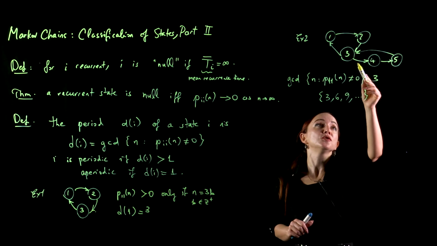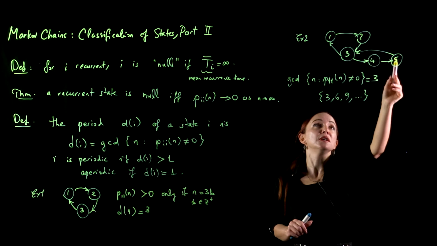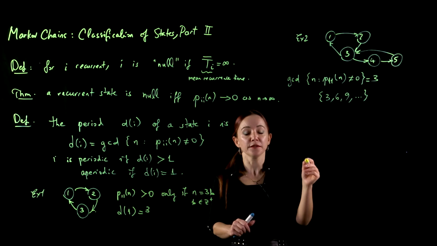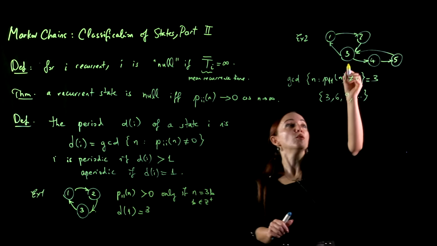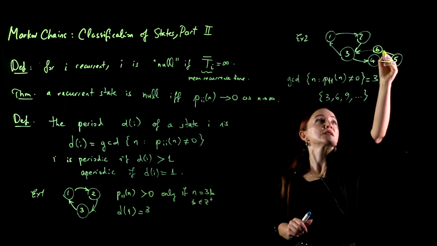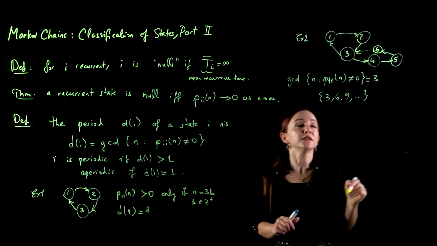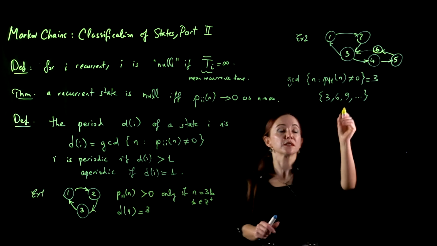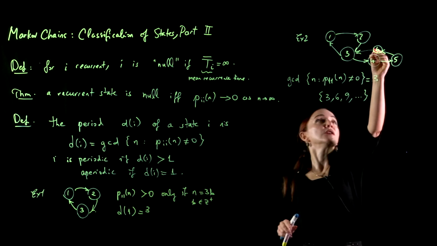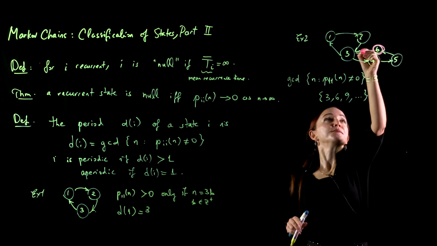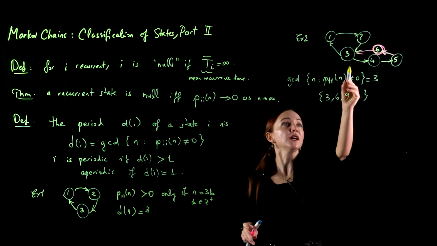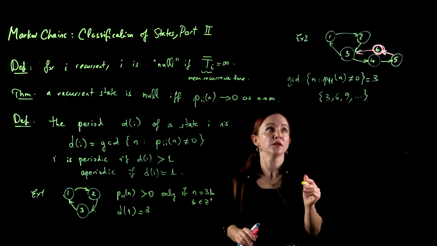5 to 3 to 4 to 5, 3, and similarly 6, etc. So what if we added one more state here, for example, state 6, and modified the Markov chain like this? I'm going to use another color to denote this modification. Now, this cycle has length 4.